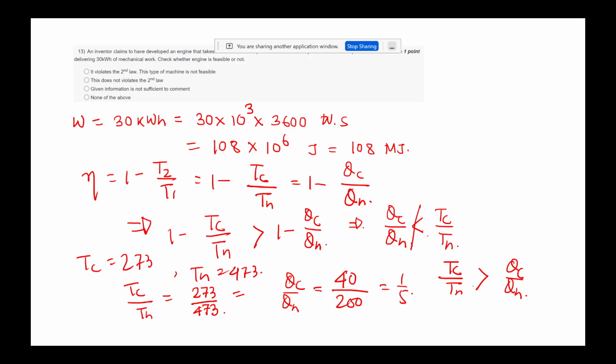But we know that it shouldn't be that, because always TC by TH should be less than QC by QH. So since this is the thing, it violates the second law, and this kind of machine is not feasible. That should be the right option. Okay.